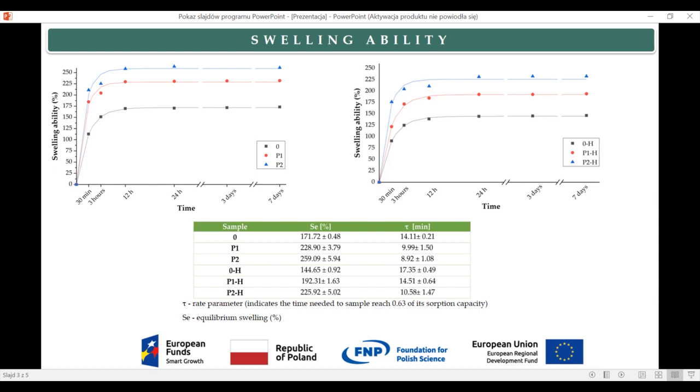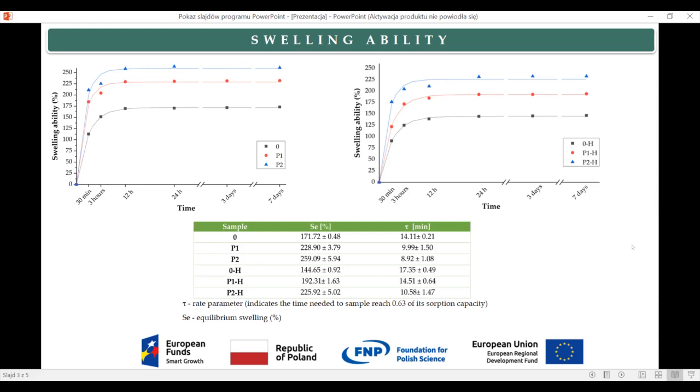And our research showed that samples containing pullulan are characterized by greater absorption capacity, and on the other hand, rate parameters are greater for samples containing ceramic, which indicates that hydroxyapatite addition may cause loosening of the polymeric structure and faster liquid absorption in the material structure.